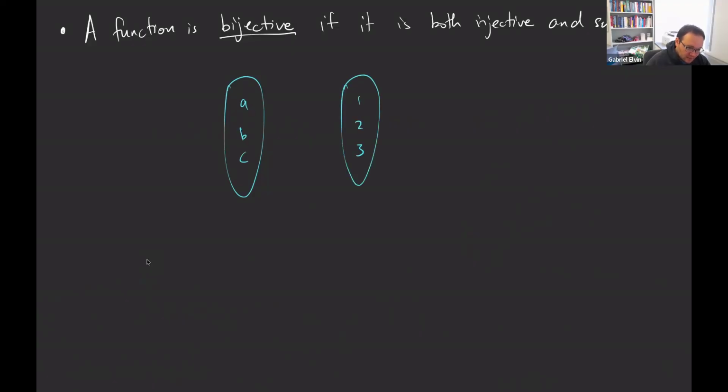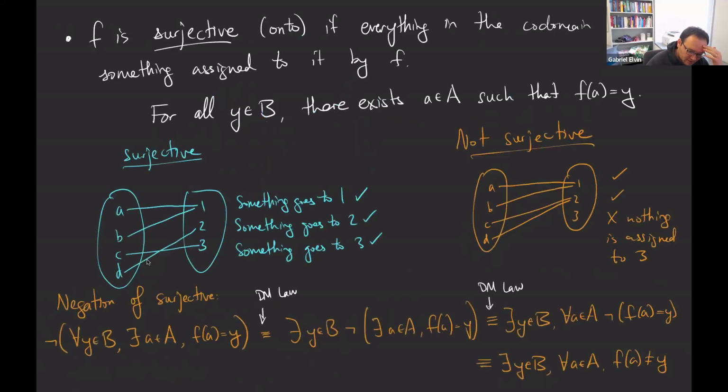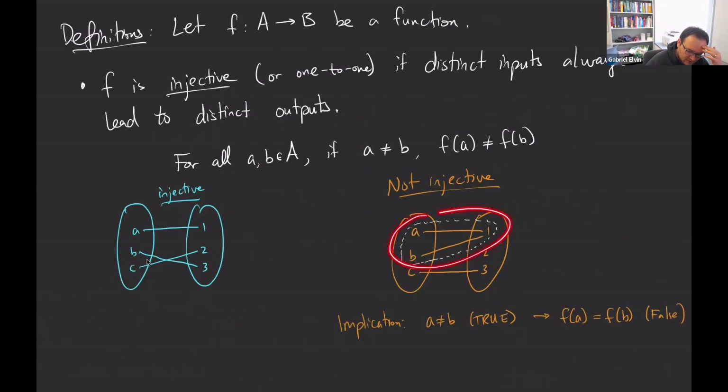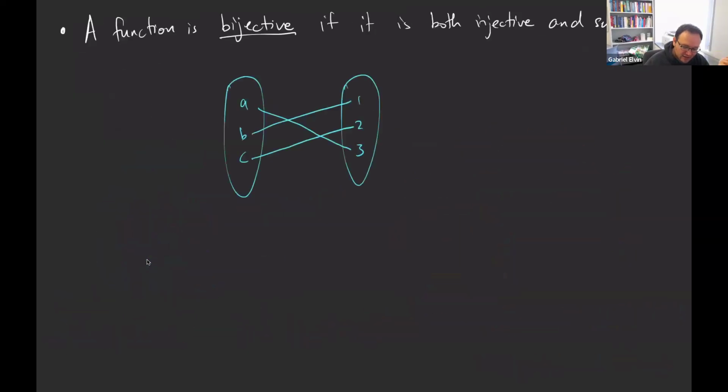Something like this. There are different bijective functions you could make here, but here's one. Is it injective? Distinct inputs should always lead to distinct outputs. Yep, this is not happening. We don't see any two inputs going to the same output. So it's injective. And it's surjective because everything in the codomain is getting hit by something. So we're good there.